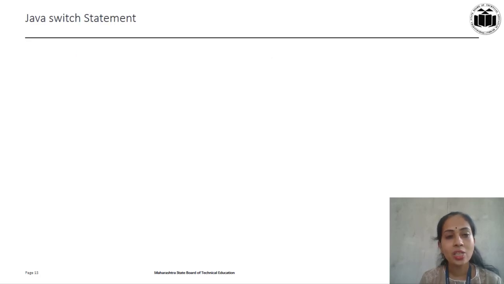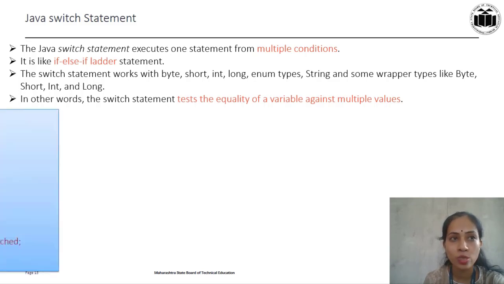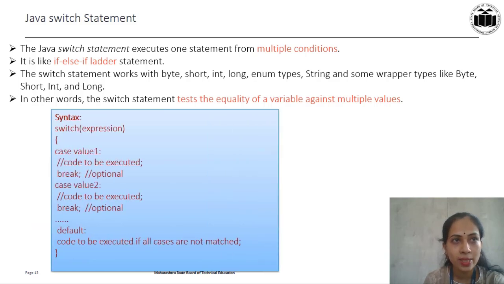Last one is the Java switch statement. So Java switch statement executes one statement from multiple conditions. It is like if-else if ladder statement. The switch statement works with byte, short, int, long, enum type, string and some wrapper types like Byte, Short, Integer and Long. In other words, the switch statement tests the equality of a variable against multiple values. So here is the syntax.